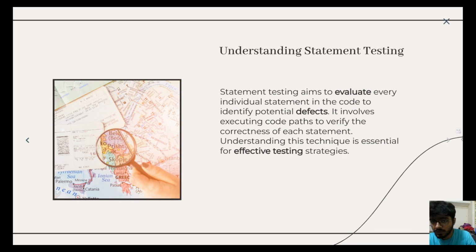Now, when we're speaking about statement testing, we have to keep some things in mind. The purpose is to ensure that every executable statement in the program has been exercised at least once during testing. The key concept here is that it is a white box testing technique, meaning it requires knowledge of the internal structure of the code. Granularity: it operates at a very fine level of detail, examining individual lines of code.